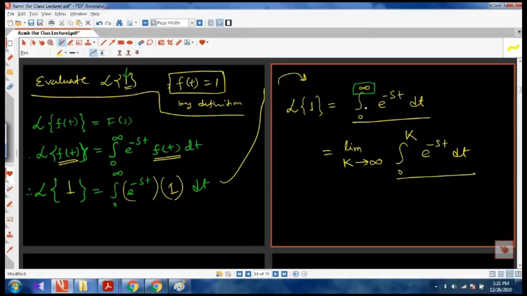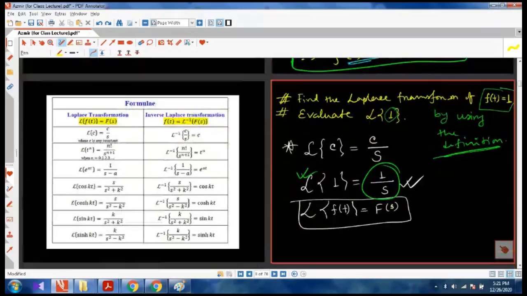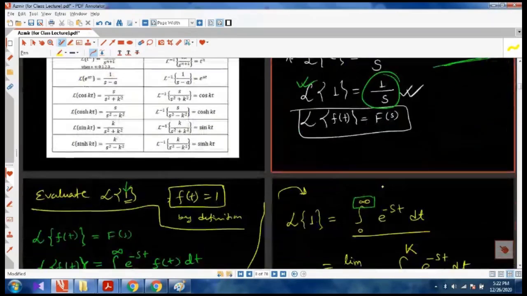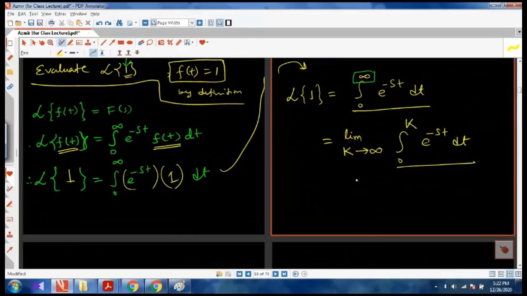And remember, the Laplace transformation will always be convergent. It will not be divergent. So we will have a result, and the result will be 1 by s. We have already solved this one directly, so let's try to solve it theoretically.